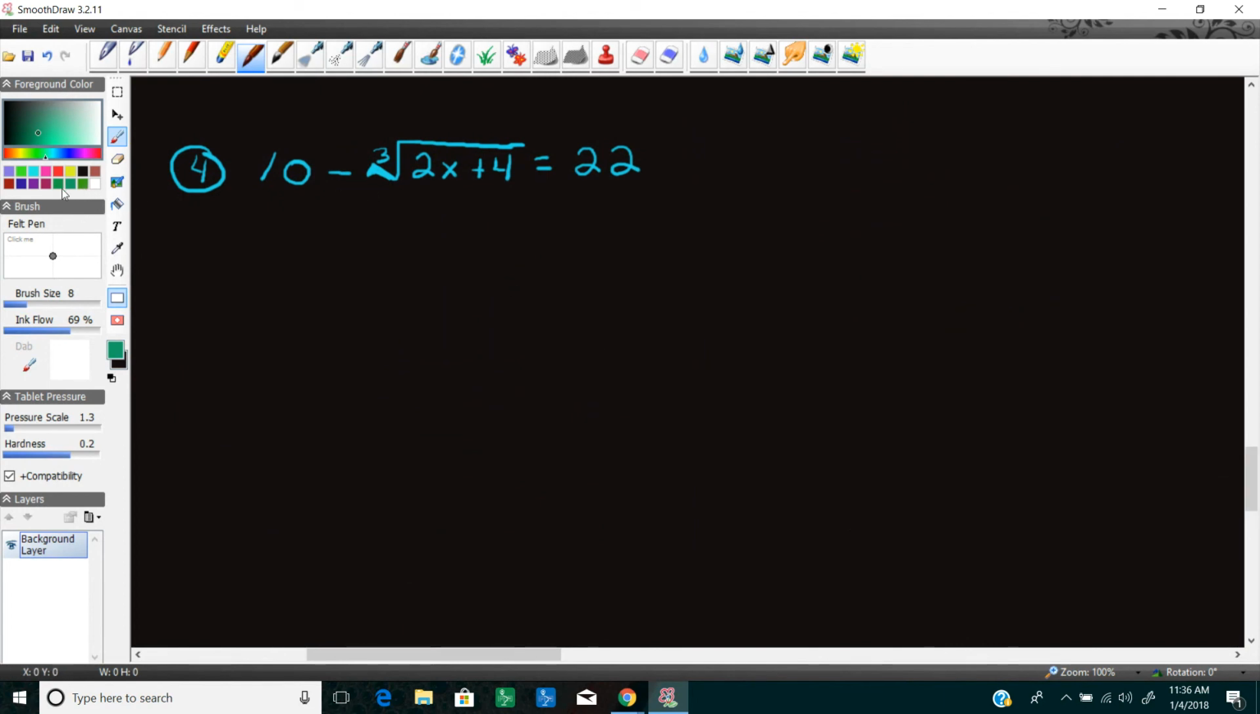This one we need to isolate first. So let's go ahead and do that. So again, remember, I'm just going to put that little star. That means isolate. So let's go ahead and do that first.